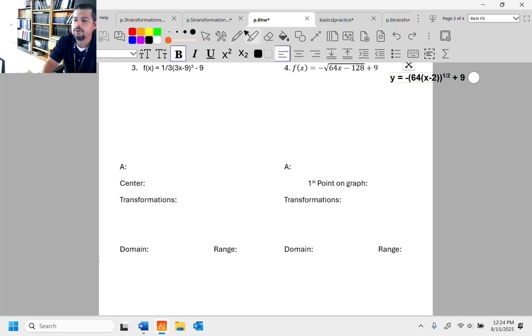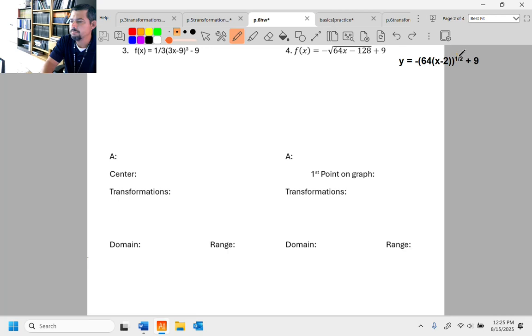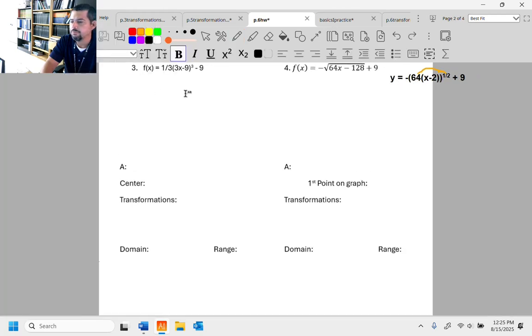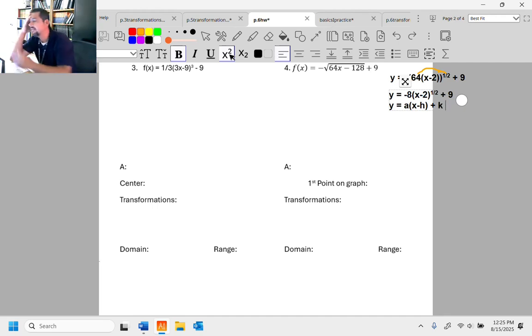Now, you are able to distribute that exponent to both things inside. So I'm asking myself, what's the square root of 64? And I happen to know that it's 8, because 8 times 8 is 64. So -8(x minus 2) to the 1/2 power plus 9. That's what the equation needs to look like, because for the bajillionth time, the equation needs to look like a(x minus h) plus k. I keep saying that, but it ain't clicking. Y'all need to let things click.